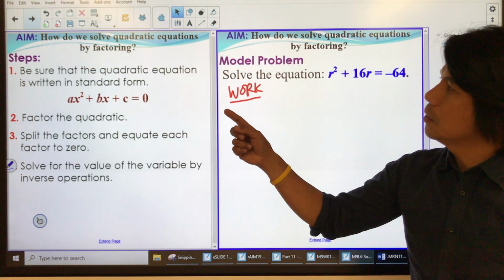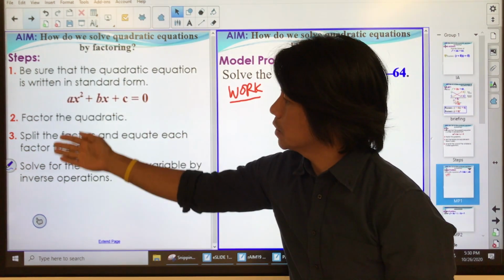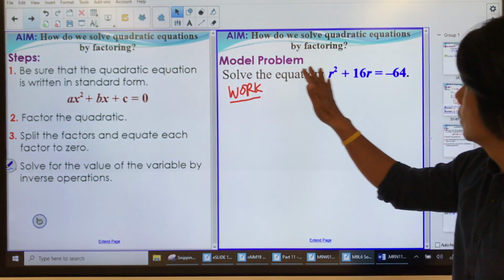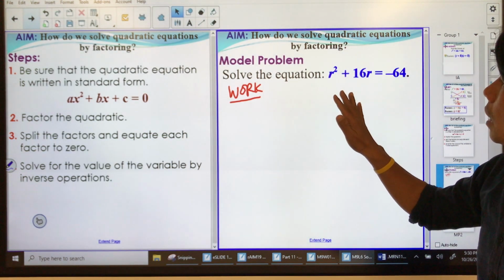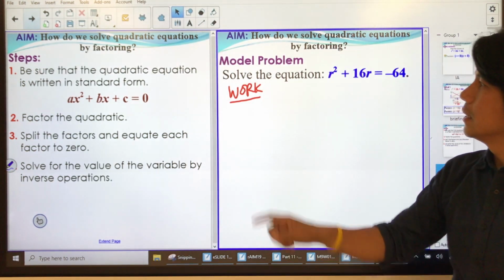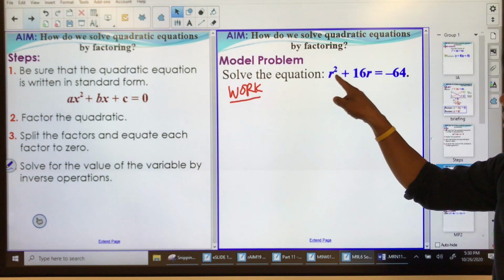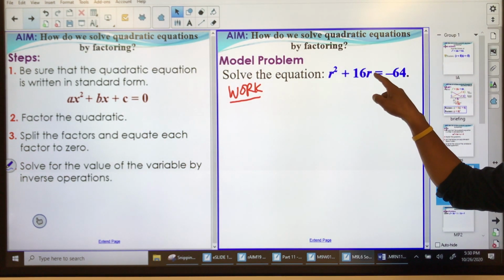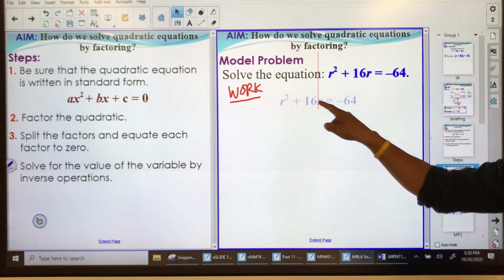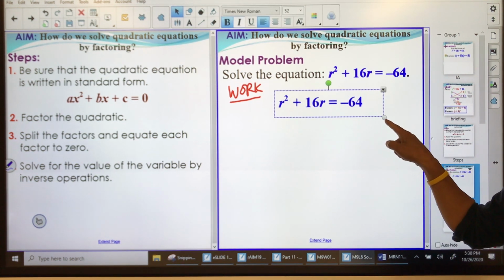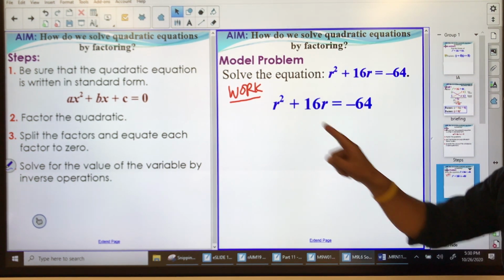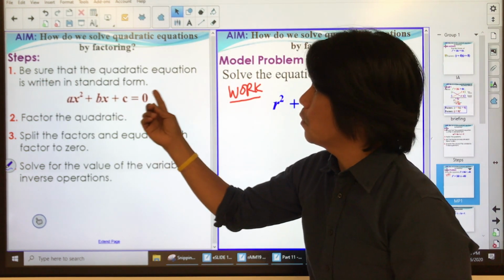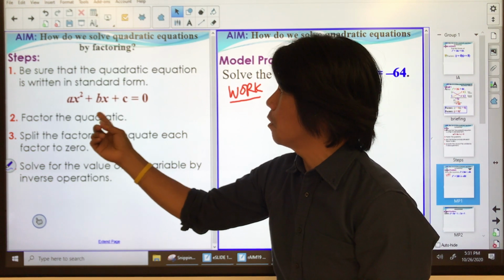Now let's go to the steps. I have 4 steps here that we are going to follow as we solve the model problem. And it says here, solve the equation r squared plus 16r equals negative 64. So let's take that out and let's follow the steps. So step 1, it says be sure that the quadratic equation is written in standard form.